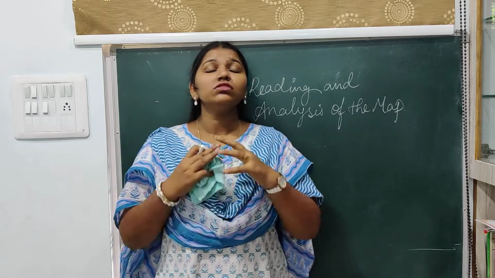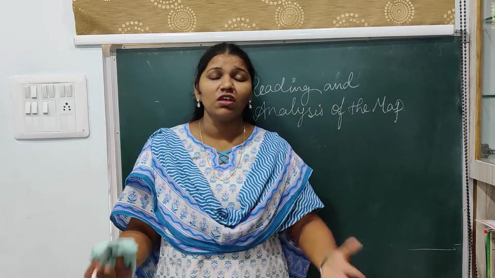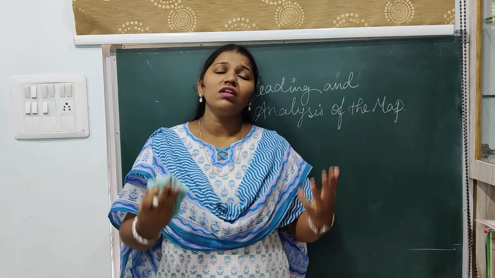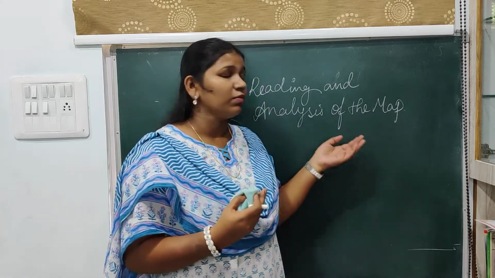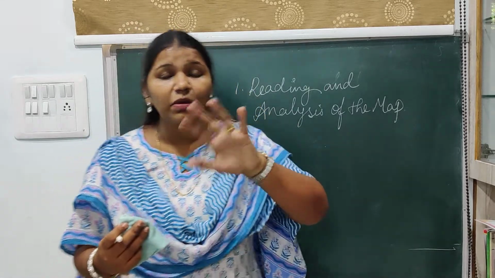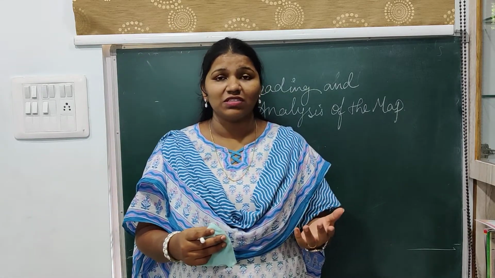But the map can show different kinds of features by using symbols, contour lines and different things. By using that, we can show different things on the map. So that's why there is a lot of difference between the map and the photograph that we discussed in the previous class, right?